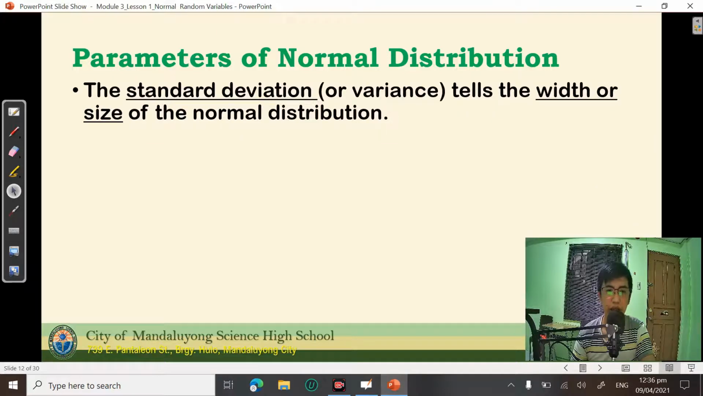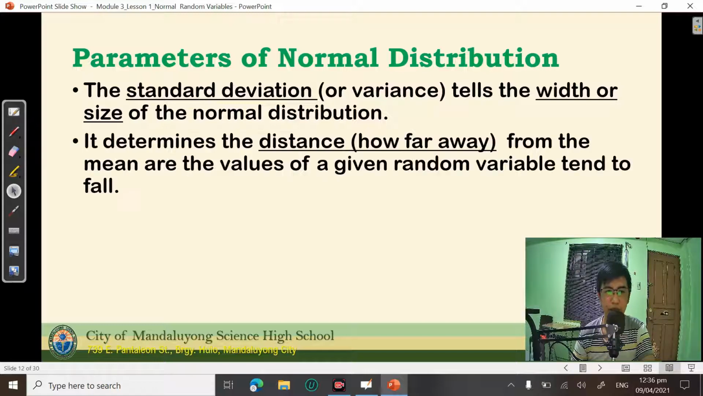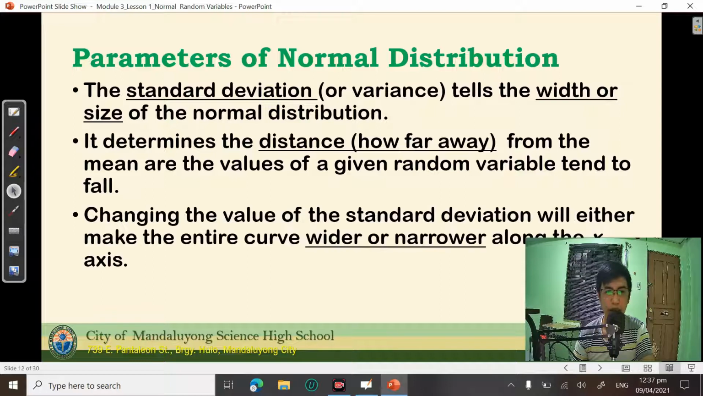And the standard deviation or variance tells the width or the size of the normal distribution. It determines how far away from the mean the values of a given random variable tend to fall. Later on, we will see that. And changing the value of the standard deviation will either make the entire curve wider or narrower along the x-axis. So, mas payat pa siya or mas mataba pa siya. Okay? Pag binago nyo yung value ng standard deviation, it will either make it mataba or payat. Okay?